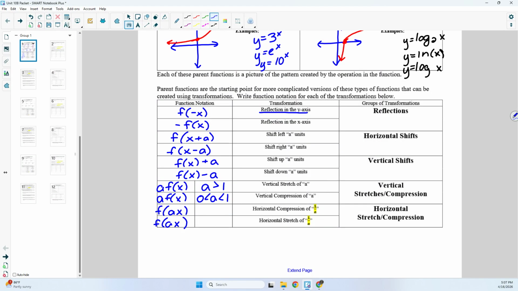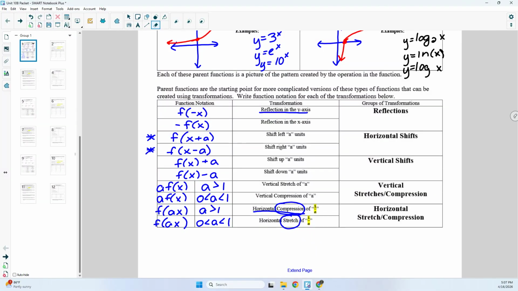Now really, and I'm going to write an example here, if I have something like f of 3x, just like my left and right, these work backwards from what I would think. So it looks like that should be a horizontal stretch of 3, or stretching out 3 in the x direction, but it's actually backwards. So it's a horizontal compression of 1/3, or 1 over that a value. So if I want to compress, I actually need to use a number bigger than 1. And if I want to stretch, and we'll look at an example in a second, I need to use a number between 0 and 1.